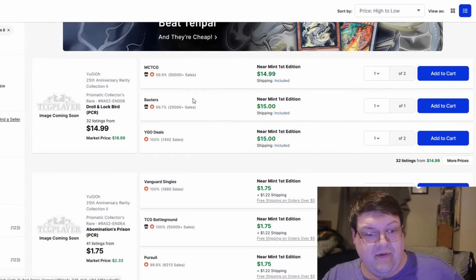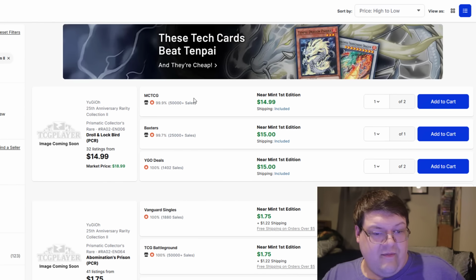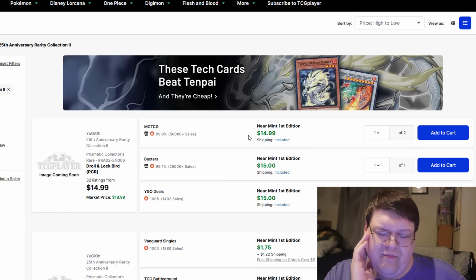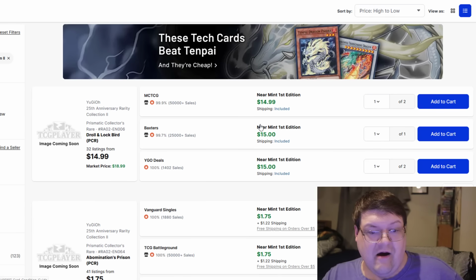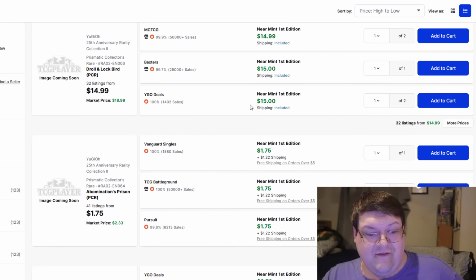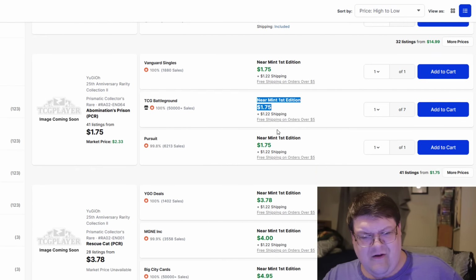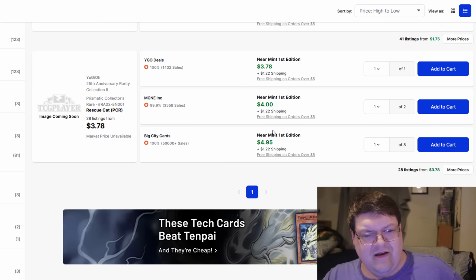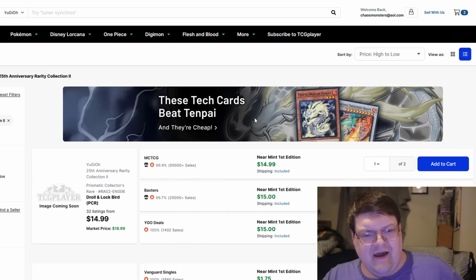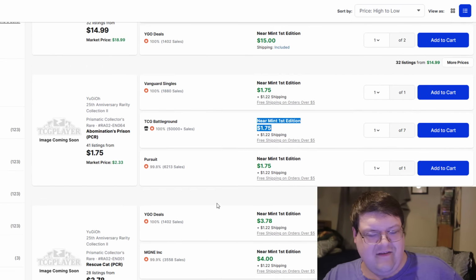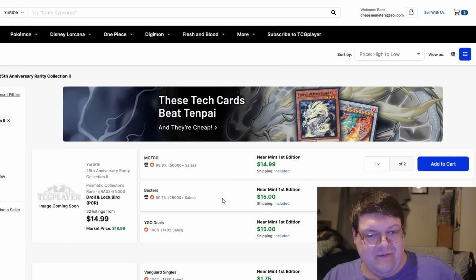And speaking of jumping down here, your Prismatic Collector's Rares. I don't like the rarity in this set all that much, but from high to low, wow. Nice Droll and Lockbird at 15. Abomination's Prisons were second listing at, okay. And then, of course, nice Rescue Cat at $5. Huh. I feel like there's a problem in terms of the listings with only one page for this. I guess they gave up listing these, but okay.